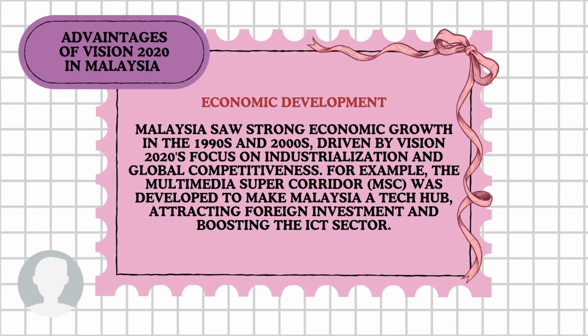A key initiative during this period was the creation of the Multimedia Super Corridor (MSC), a special economic zone designed to position Malaysia as a regional hub for information and communication technology (ICT). This project successfully attracted foreign direct investment (FDI) and supported the growth of local tech companies, contributing significantly to the country's transition from an agriculture based to a more diversified, knowledge driven economy. Vision 2020 also encouraged investment in infrastructure, manufacturing, and services, laying the foundation for sustained economic modernization.